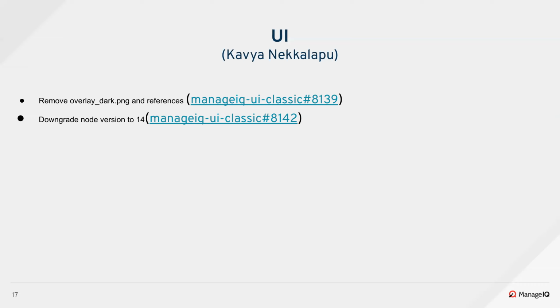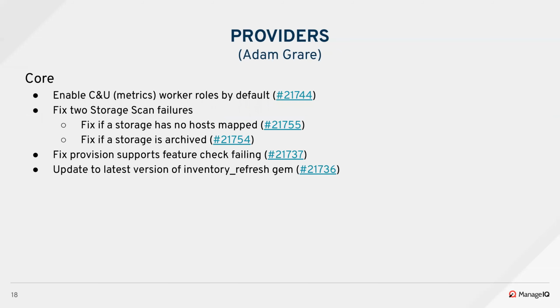And another one is for node version. We downgraded Node 16 to Node 14 in all repos. I think ManageIQ services is giving an error with 16, so we want everything to be 14 now. I think that's all from UI. Over to Adam. Thanks, Kavya.